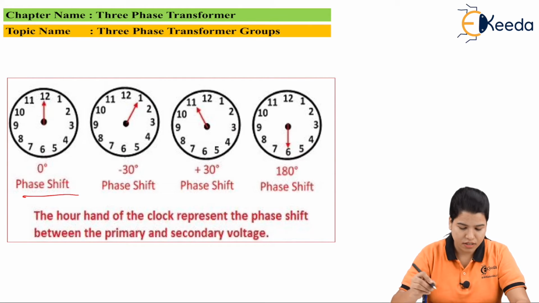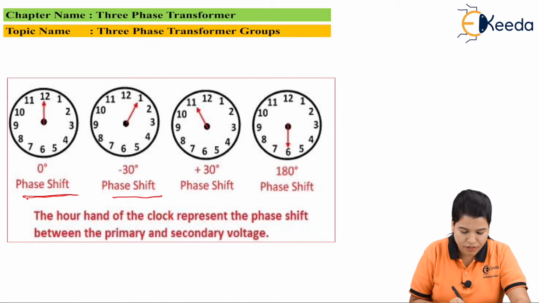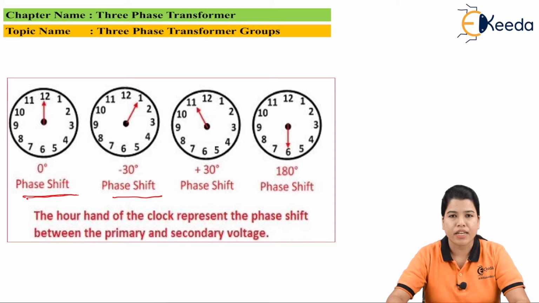If we see in this figure, the phase shift is 0 degree. Now while considering the phase shift, the hour hand is considered as the LV voltage with reference to the HV voltage. The HV voltage is considered to be minute hand, which is always kept at 12 o'clock. So here the hour hand and minute hand is coinciding. So the total phase shift is 0 degree. That is the voltage at the LV winding having the 0 phase shift with reference to the voltage at the HV winding.